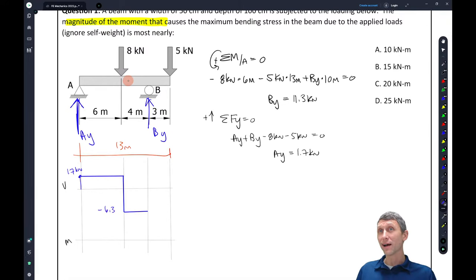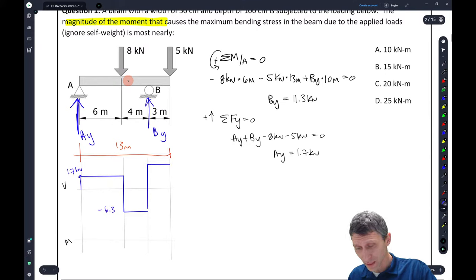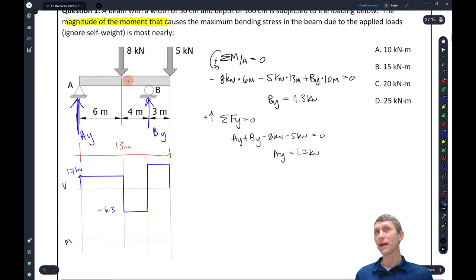BY is going to bring us up 11.3. So if we add 11.3, we'll get back to, I think, 5, which makes some sense because we come back and then the 5 closes us down here, right? So just a basic shear diagram. And if we go from here, what we want to do next is a moment diagram. And hopefully you remember how to go to the moment diagram.